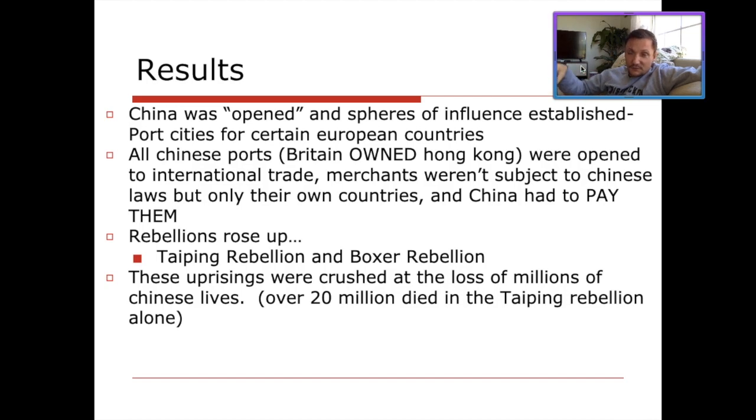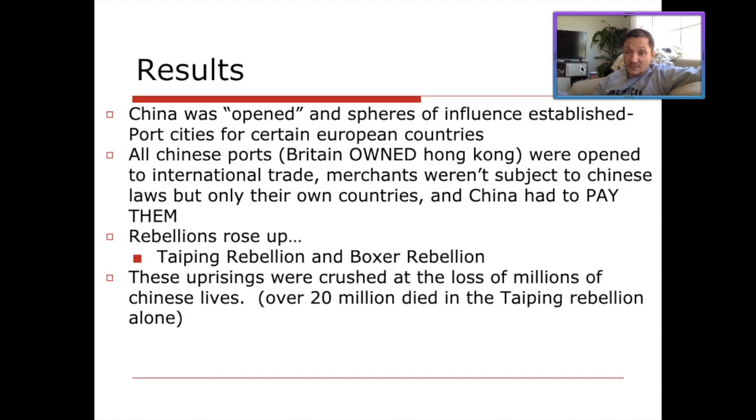Now, these spheres of influence were established when all the other great European powers started grabbing up little port cities and making them theirs. So, for example, the Russians took the northern end of China closer to Korea. The French took Indochina below Hong Kong. The British took Hong Kong and bought it from the Chinese and literally were like, this is ours now. Chinese ports were now fully owned and operated by these other European powers.